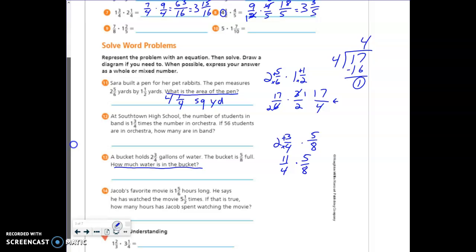Now in this case, none of these numbers can be simplified before. 5 and 4 don't go into each other. 8 and 11 don't have the same factors that go into it, so I'm simply multiplying straight across. 5 times 11 is 55 over 8 times 4 is 32. All right. Then I need to convert this to a mixed number. How many 32s can I pull out of there? I can pull 1 out. And then I subtract, since I only pulled 1, 55 minus 32, which gets me to 23/32.